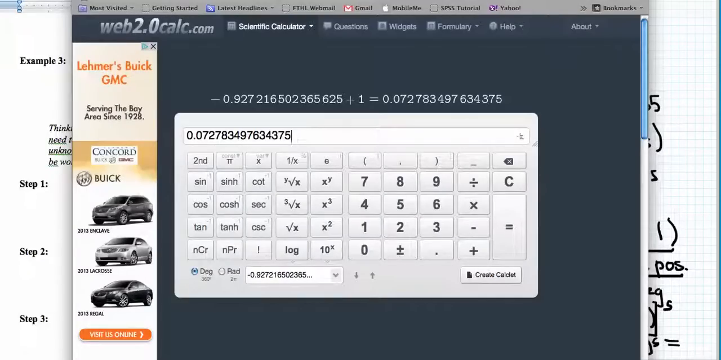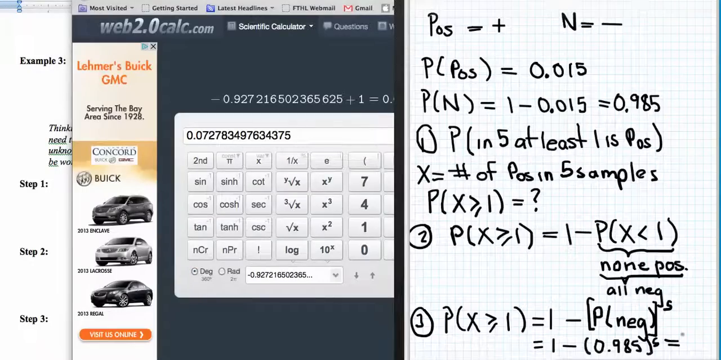So this value is 0.0728, and so I'm going to round this. So my probability here looks like approximately 0.0728. So in other words, the probability that one or more of them is positive is about a 7.3% chance.